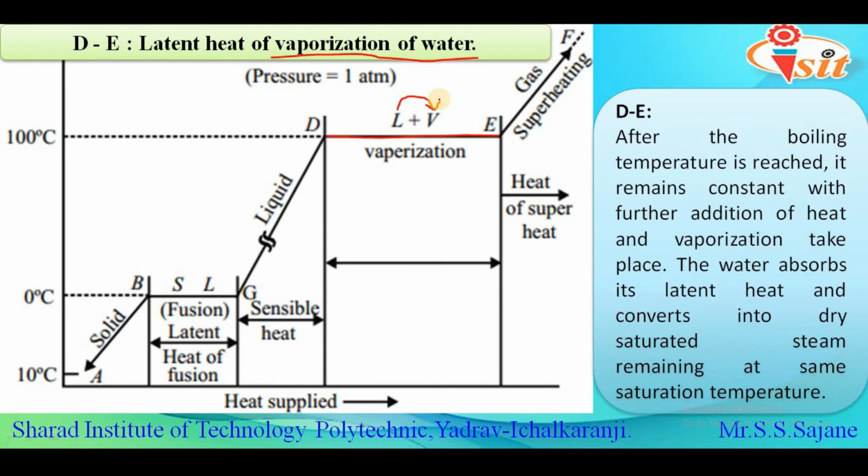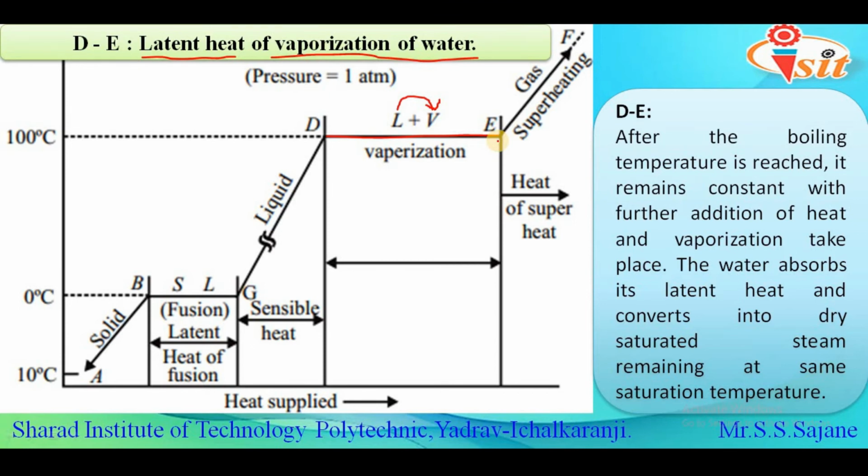So we call it as there will be change in phase, and whenever there is change in phase, we know that it is concerned with the latent heat. Since here we are trying to convert water into gaseous state, that is nothing but steam, we call it vaporization, that is the latent heat of vaporization of water, which means that we are adding the latent heat into this system so that the liquid is converted into gaseous state.